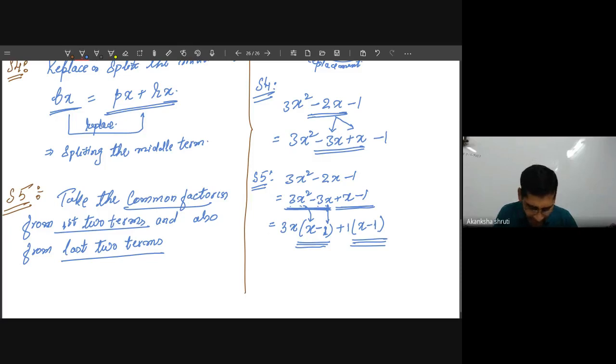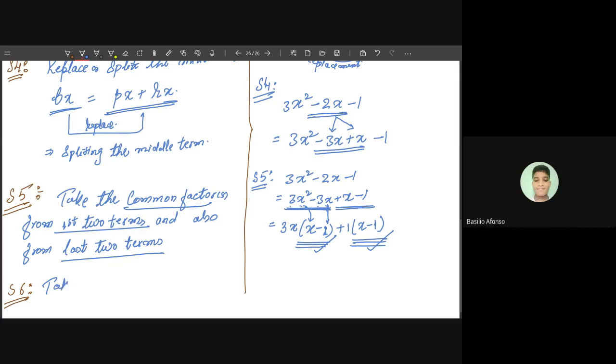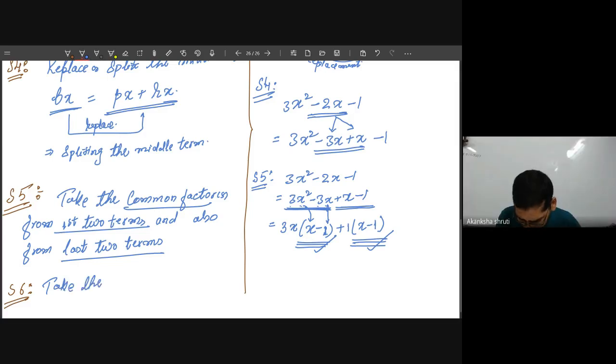Now, students, step number 6 tells that whatever bracket is common to both, here we are observing this bracket and this bracket is common, then you have to take 3x plus 1 and x minus 1 common bracket as a factor, and this is the symbol of and, write the other.